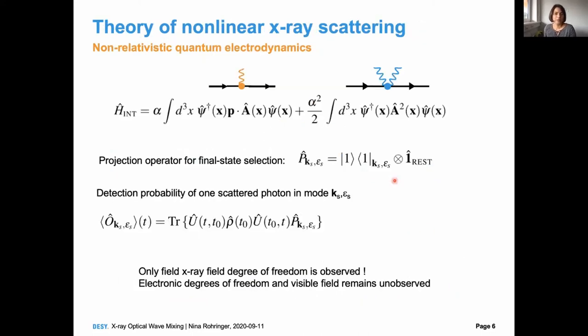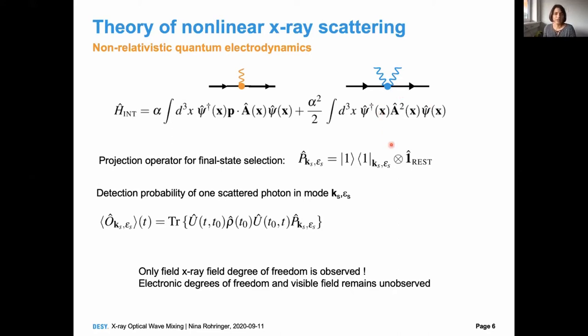So quantum electrodynamically, I wrote here the interaction Hamiltonian of the system. We treat the electronic degrees of freedom in the usual way by the non-relativistic Schrödinger equation. And the interaction Hamiltonian of the system is given by the minimal coupling Hamiltonian. In this community, you typically care about the P dot A interaction term that's relevant for interactions with visible light or UV light. In the X-ray domain, the A squared term becomes important and dominant. And this A squared term is the term initiating scattering. So elastic scattering, crystallography, all of these effects are based on this A squared term.